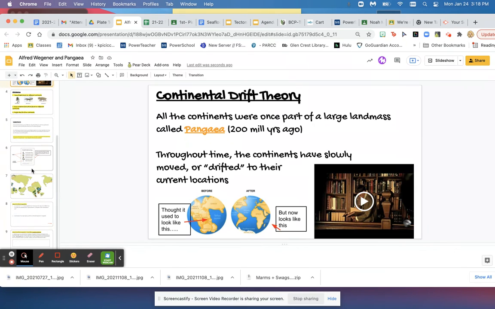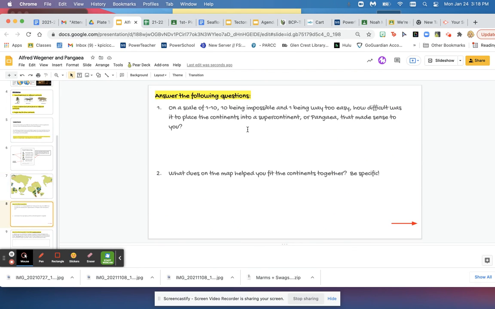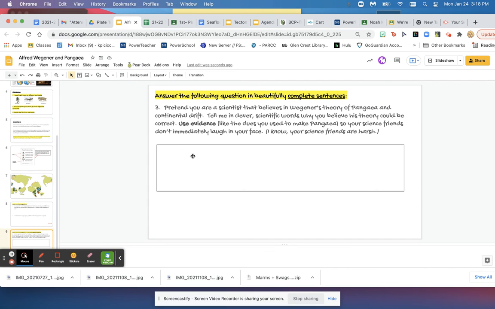So that is your job today. Try to spend just a little bit of time, and it's okay if you can't put all the continents together in a way that you think makes sense, but give it a try. Then try answering in complete sentences questions 1, 2, and then 3. When you're all done, you can submit it and you are done for the day.